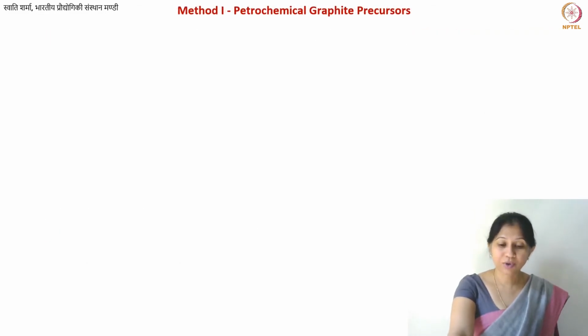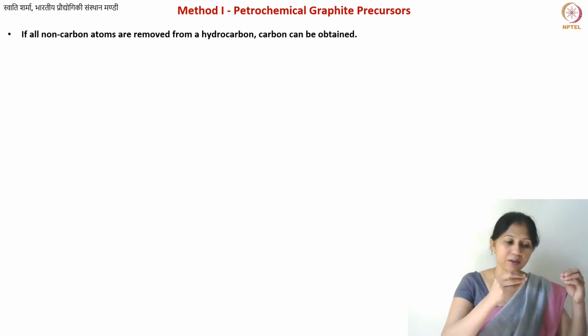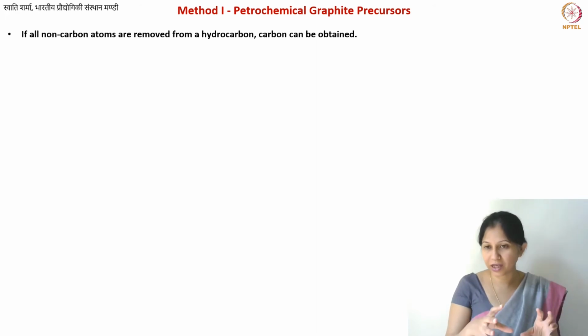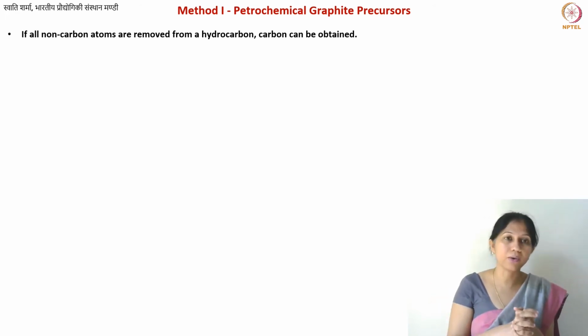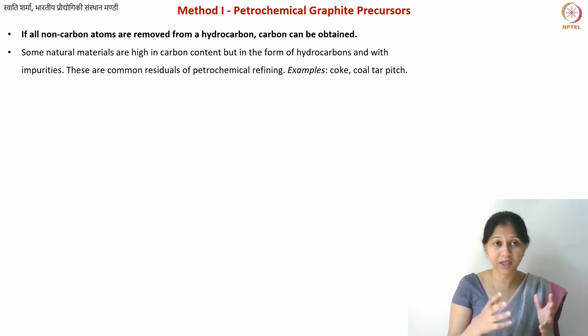Okay, so now I come to the first method that we discussed, making graphite from petrochemical precursors. What is a precursor? A precursor is anything that is your initial material. That is what you're going to heat, and then you're going to get your final material. When any non-carbon atoms are removed, you can get carbon, not necessarily graphite, but some sort of carbon.